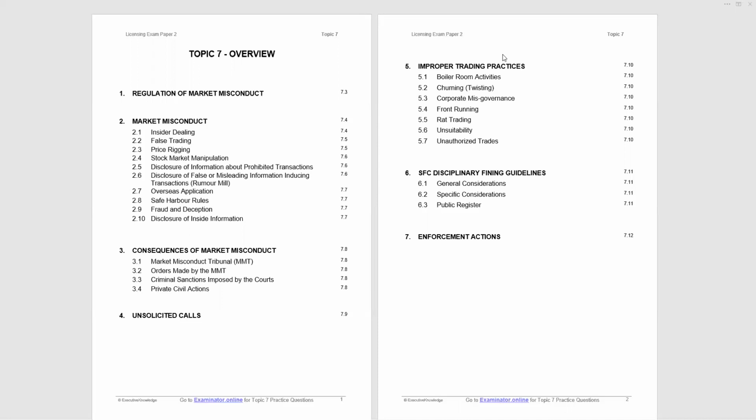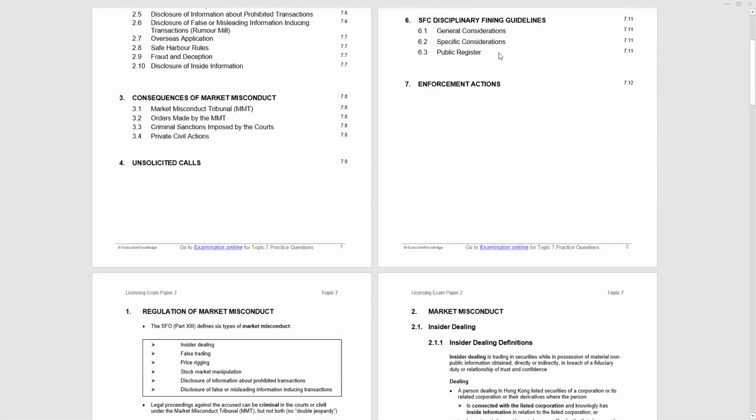Now, at paper 2, topic 7 is fairly uniformly examined. So you're going to get something on market misconduct. You're going to get something probably on Market Misconduct Tribunal. You will definitely get something on unsolicited calls and possibly on improper trading practices. So there's a fairly good return for your time spent on studying topic 7.